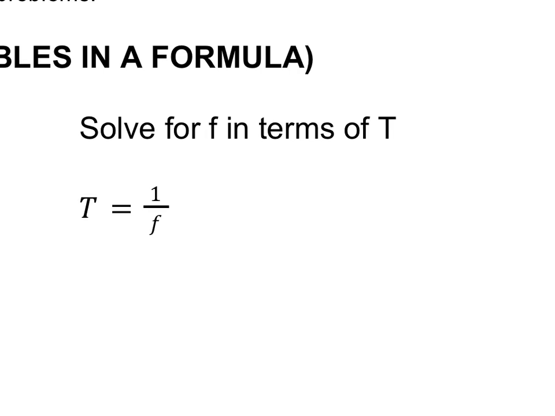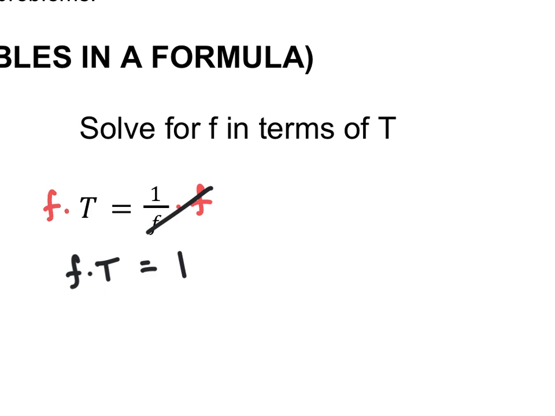Now, this one says that we want to solve for f in terms of t. We've got this formula here, t is equal to 1 divided by f. This one's kind of tricky, because f is in our denominator, so I want to move that to the other side. The first thing I'm going to do is multiply both sides of this equation by f. Then f divided by f divides out, and the next step down is that we've got f times t is equal to 1.